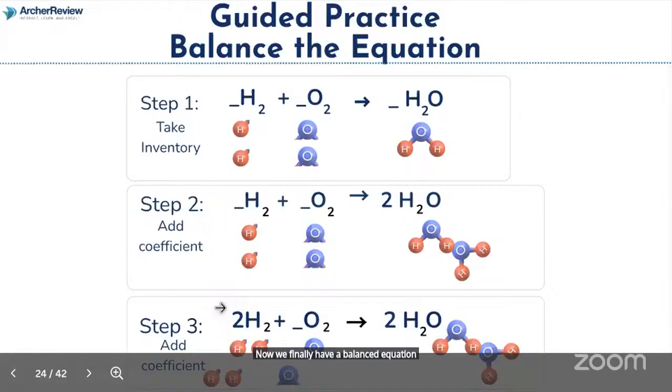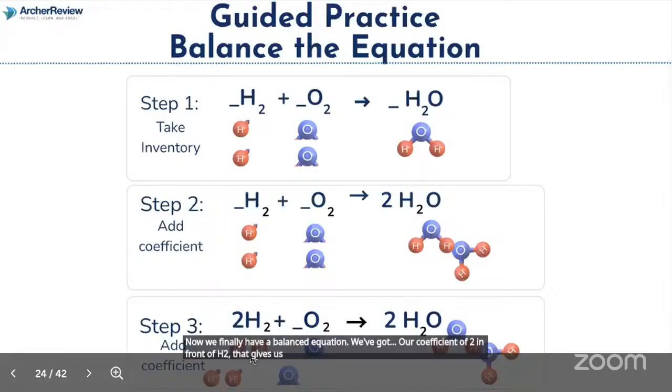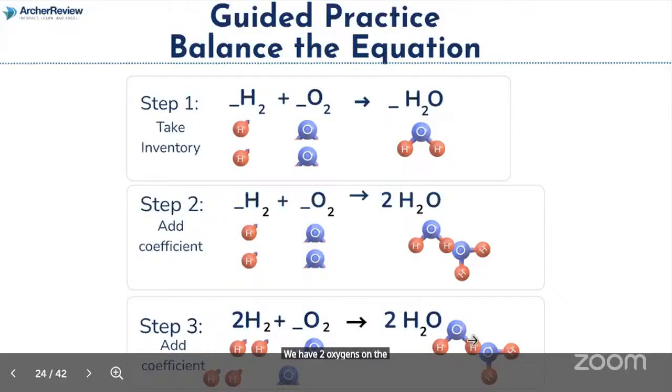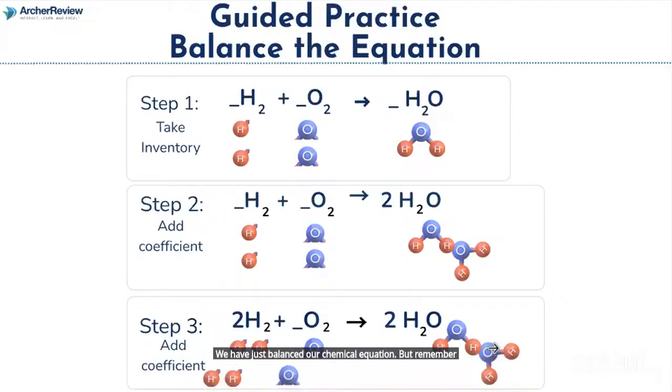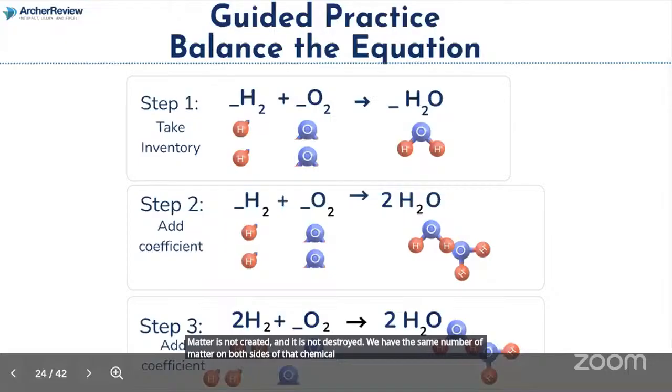We've got our coefficient of 2 in front of H2. That gives us 4 hydrogens on the reactant side, 4 hydrogens on the product side. We have 2 oxygens on the reactant side and 2 oxygens on the product side. We have just balanced our chemical equation. But remember the importance of it. It's not just a math game. It represents the law of conservation of mass. Matter is not created and it is not destroyed. We have the same amount of matter on both sides of that chemical equation.